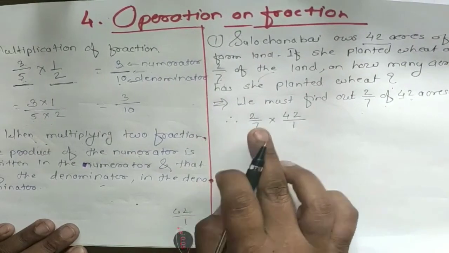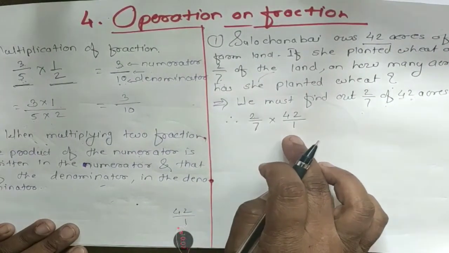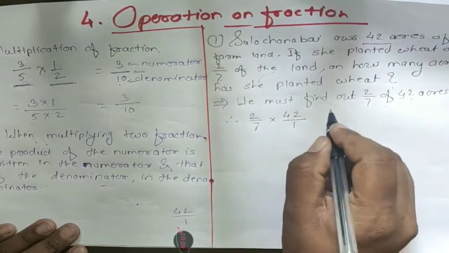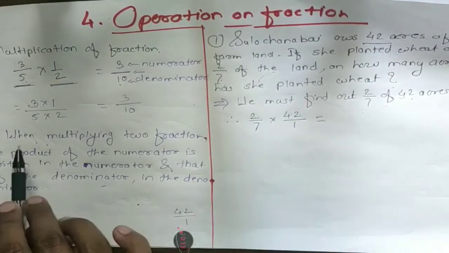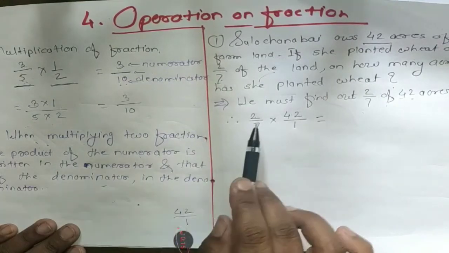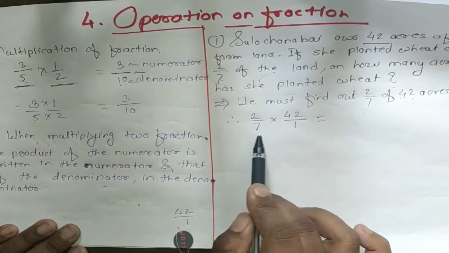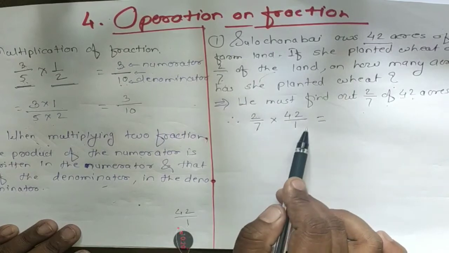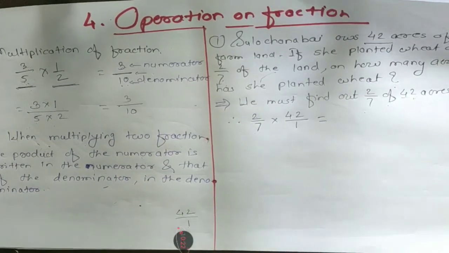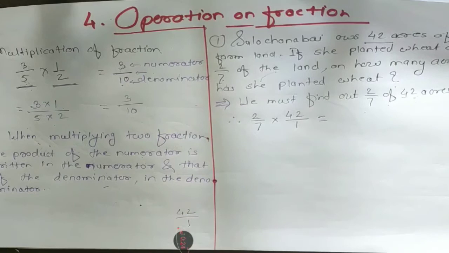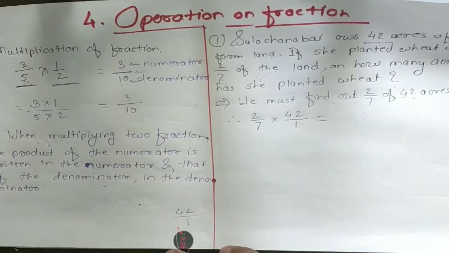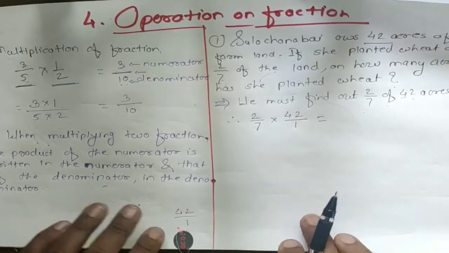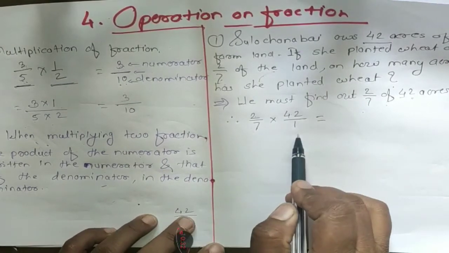Okay, so what we have done here: 2 by 7 into 42 upon 1 is equal to 42. So what I did here: when multiplying two fractions, here are two fractions, 2 by 7 and 42 upon 1. Now what we have to do here is divide 2 by 7 and 42 upon 1.